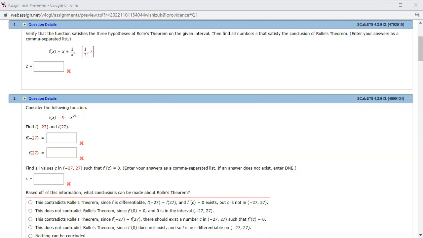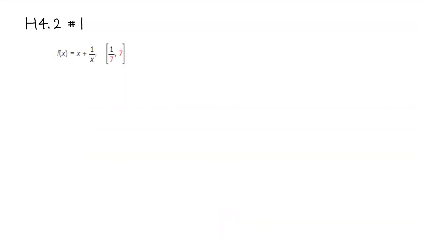It wouldn't be continuous at x equals 0 because 0 will make the denominator 0. But the interval is excluding 0, starting from 1 over 7 to 7. So there's no problem. It's nice and continuous. The derivative still exists. And so it's continuous on the closed interval and differentiable on the open interval. No problem. And also we have to check that f of 1 over 7 is the same value as f of 7. So we're going to have to do a computation for that.